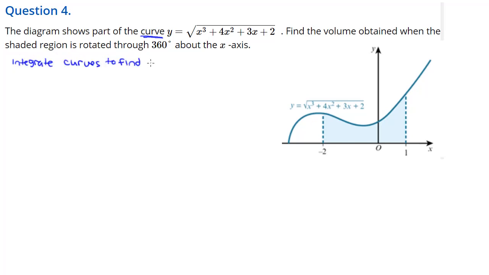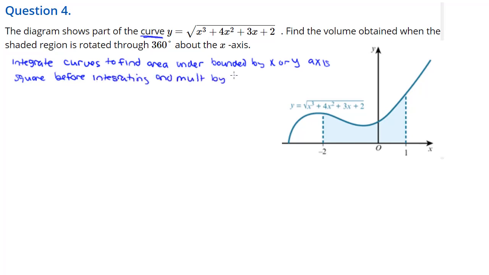Well, keep in mind, if we're wanting to find just the area under the curve, what we're going to do is we're just going to integrate this and then use the boundaries they give us. And if we're going to find the volume, it's almost the exact same procedure. The only difference is that we're going to square this function before we integrate it, and then we're going to multiply our answer times pi.